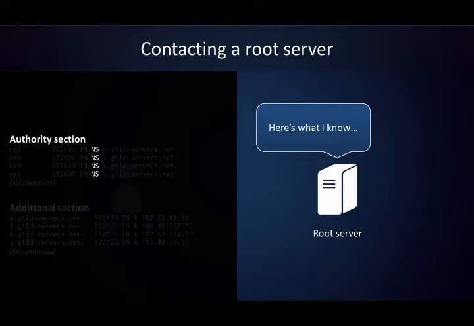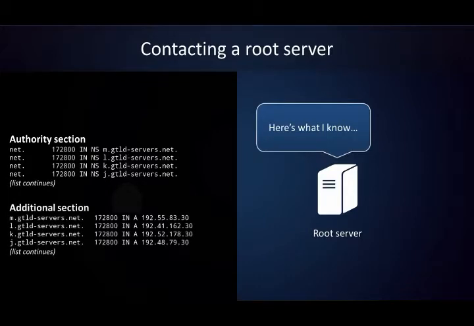This indicates that this record points to a DNS server that is authoritative about hosts in the .NET domain. This is the root server's way of saying, I don't know anything about .NET domains, but go ask that guy. The last field contains the domain name for each of these name servers. Now, with the domain name alone, we can't reach these DNS servers because we need IP addresses.